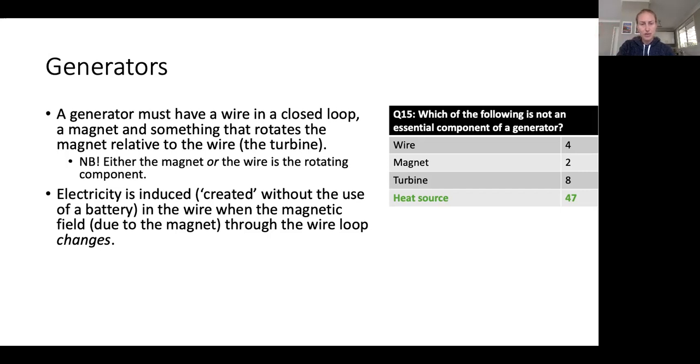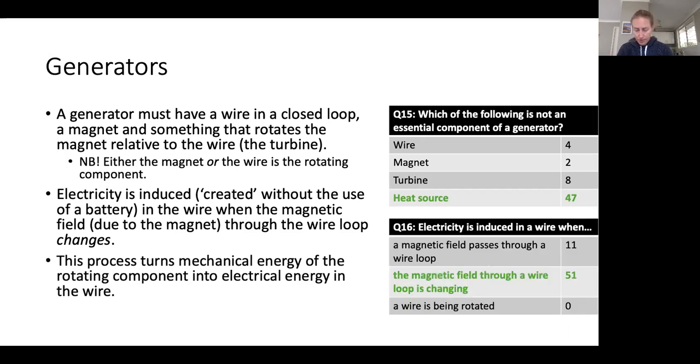So that deals with question 2, where the question was electricity is induced in a wire when, and all of you knew that if you just rotate a wire, then nothing really happens. But there must be a magnetic field involved. And it's not enough that the magnetic field passes through the wire loop. The magnetic field through the wire loop must be changing. That's when we have a generator.